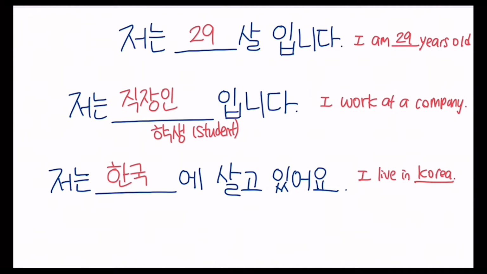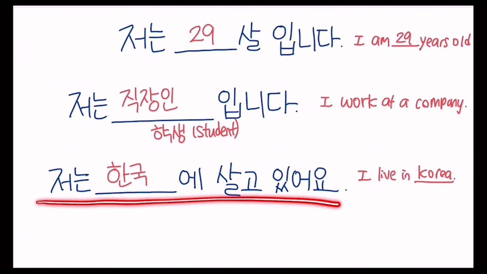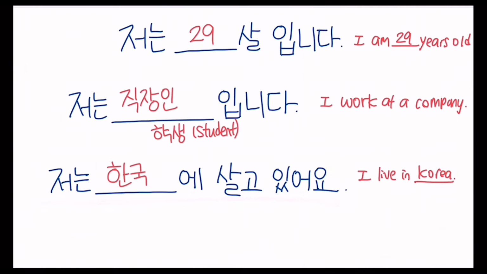Okay, next one. 저는 한국에 살고 있어요. I am living, so currently I live in Korea. If you live in, I don't know, Thailand, then you can say 저는 태국에 살고 있어요. If you live in Africa, 저는 아프리카에 살고 있어요. Or you can also write the city where you live in. It doesn't matter whether it's a country, a city, or a town.